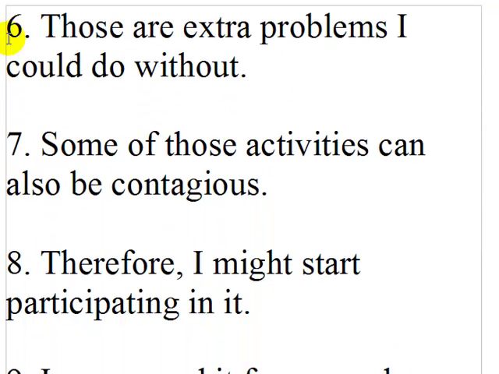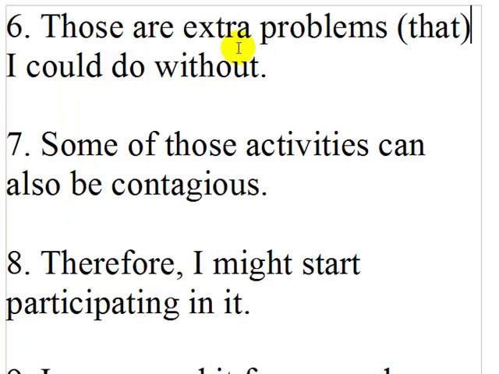6. Those are extra problems I could do without. Now in this case, this is not a simple sentence. When I say those are problems that I could do without, it kind of implies that in there. So in this case, you have an adjective clause, so this is a complex sentence. Number 7, some of those activities can also be contagious. You have some, and then you have can, and then be. So that's a simple sentence.